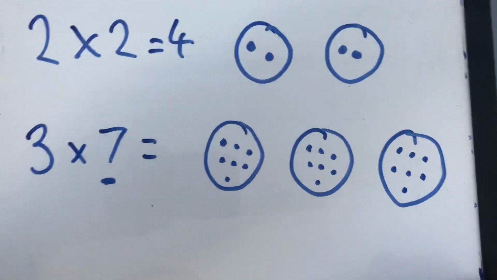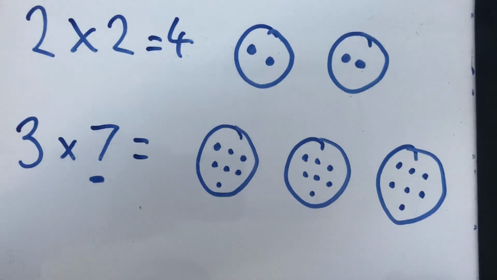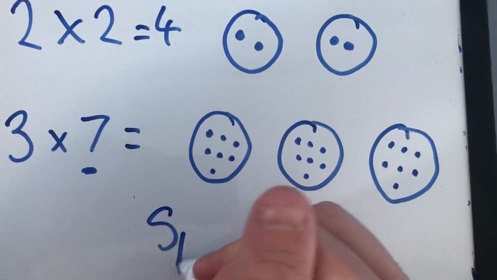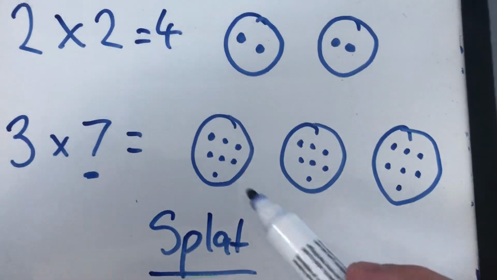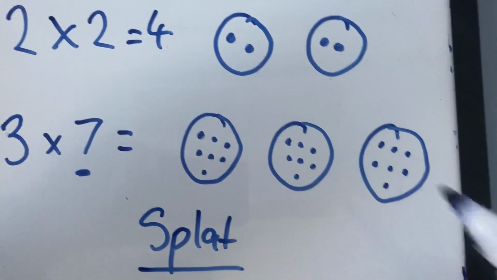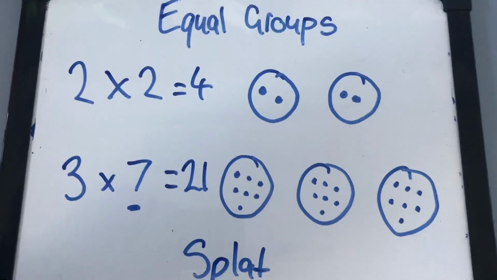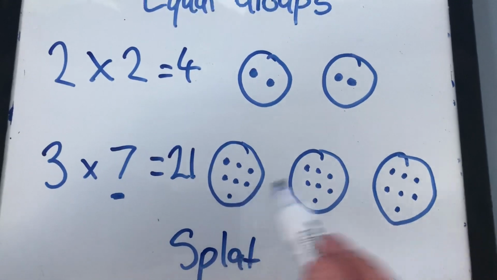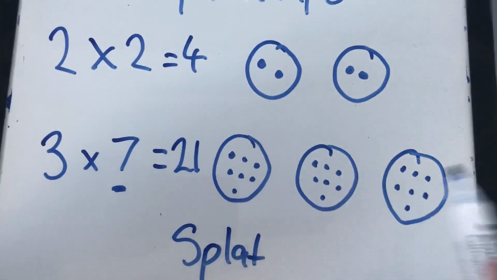But we could also use our skip counting, where we've been practicing skip counting throughout this year. You can use the website Splat to help you with your skip counting. And we can go 7, 14, 21. Again, that's just a bit of a quicker way to count up all these little dots that are in here to get the right answer. But we have still found out what 3 groups of 7 equal.